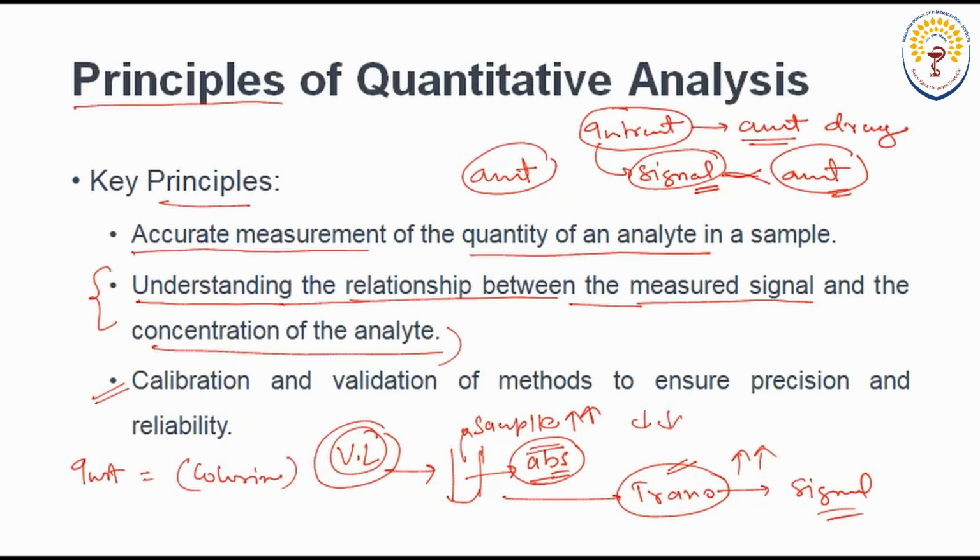The third thing is, quantitative analysis is very important, and we are constantly performing calibration and validation of our analytical procedure to ensure its precision and reliability. So these 3 points are extremely crucial in quantitative analysis, and they are counted as the principles. We must all know it.